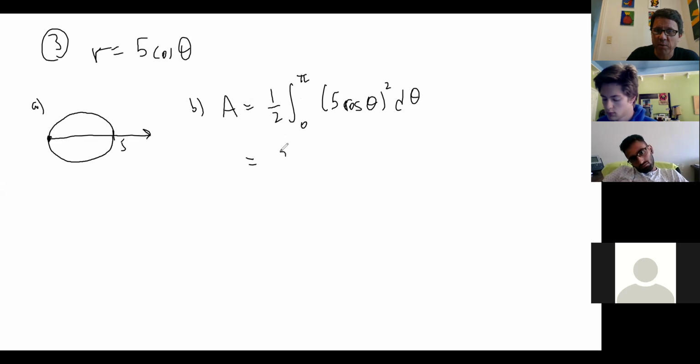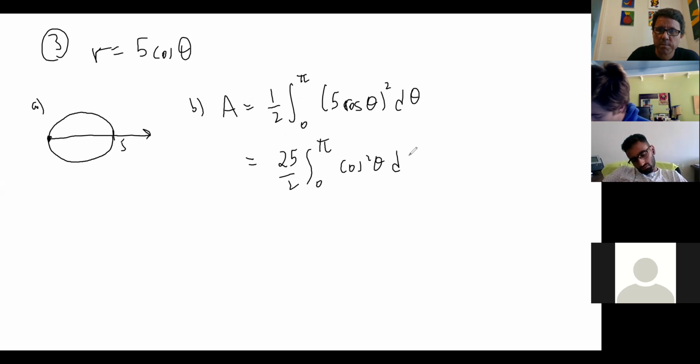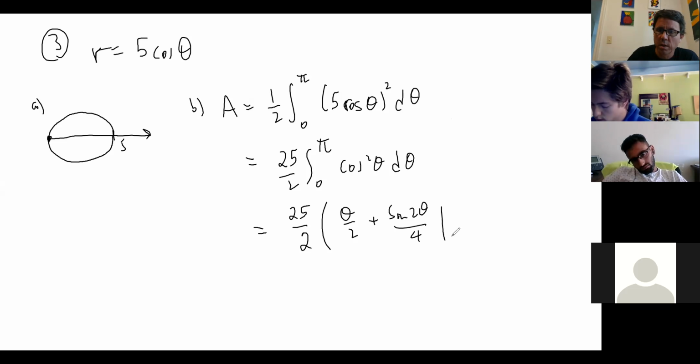So you get 25, which you can pull outside, cosine squared. Now, if you don't remember how to do that, you can look in the table. That's in the book. You can remember the trig identity for cosine. And in either case, the integral of cosine squared is theta over 2 plus the sine of 2 theta over 4, from 0 to pi. So table, trig identity, double angle formula.